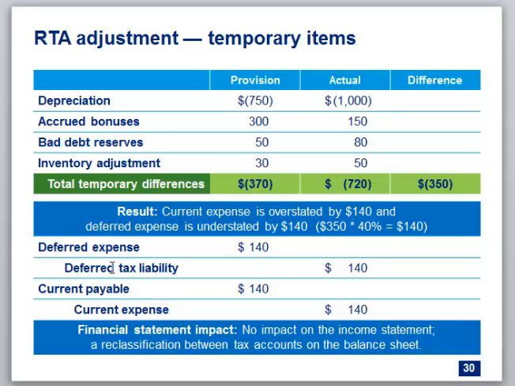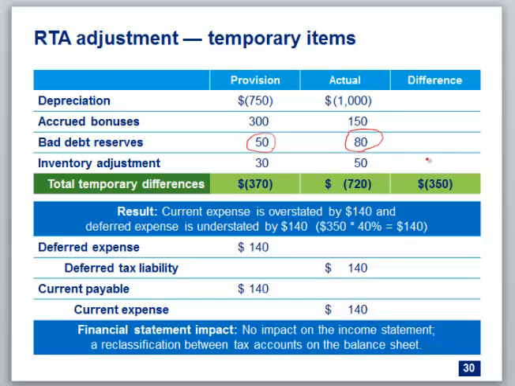Okay, so this slide is the same concept, but with temporary differences. Okay, so just like we estimated incorrectly for permanent differences, we can estimate incorrectly for temps, right? So, simple example, bad debt reserves. We thought our add back was going to be 50, right? And it turned out our add back was actually 80.